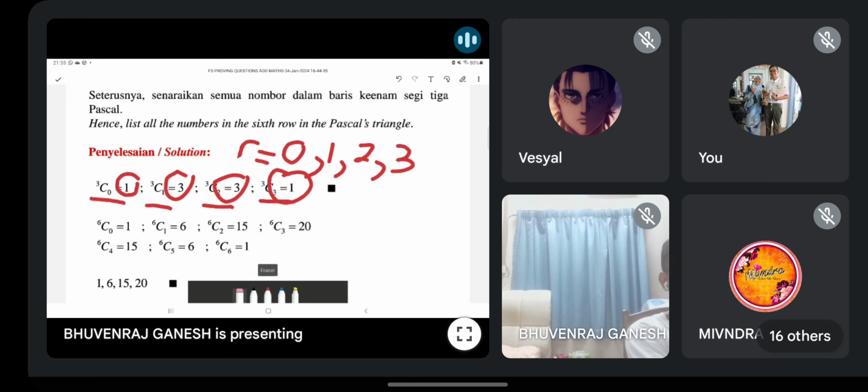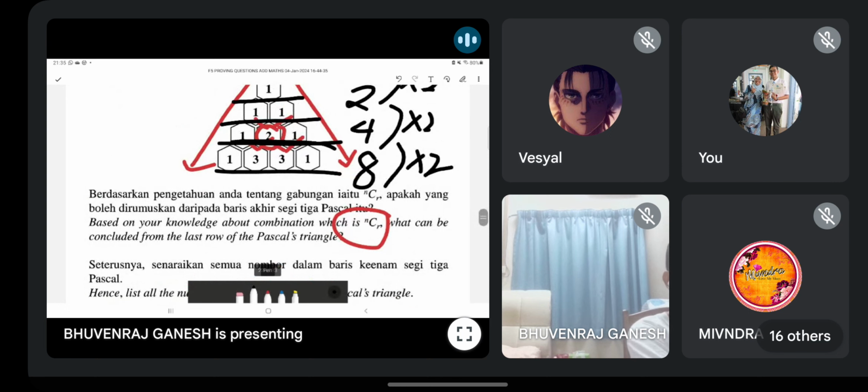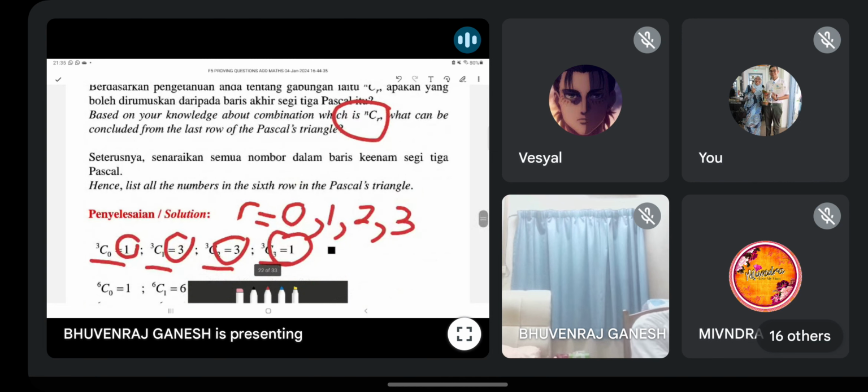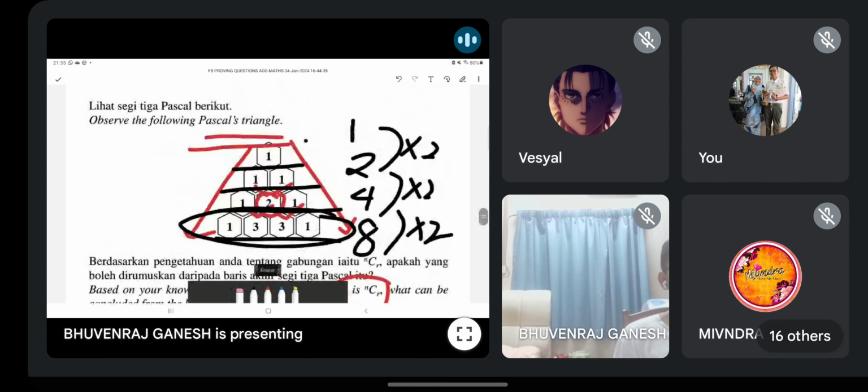Can you all see this, guys? 1, 3, 3, 1 kat sini. It repeats exactly. Okay, nombor dia exactly the same. So this is how you can prove it. Why is it on the third line? Because 3. Can you see the number 3 there?